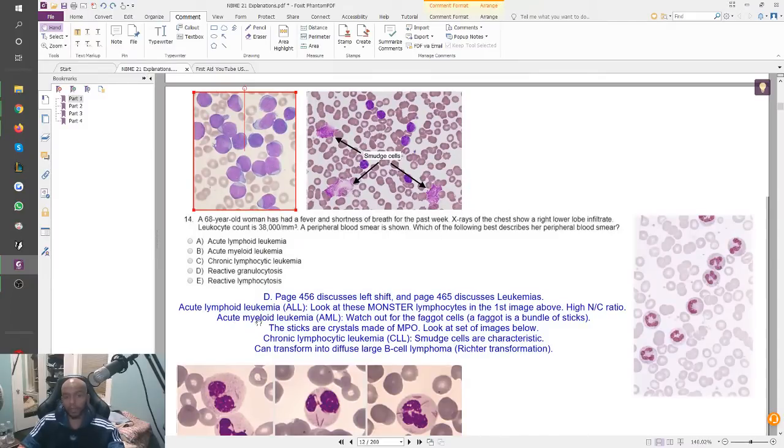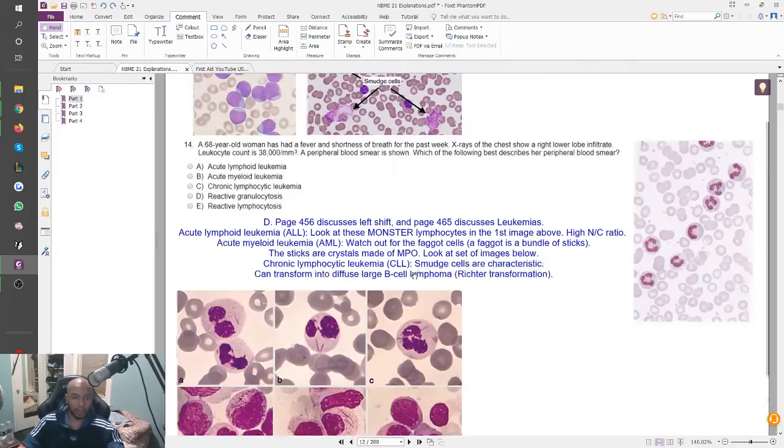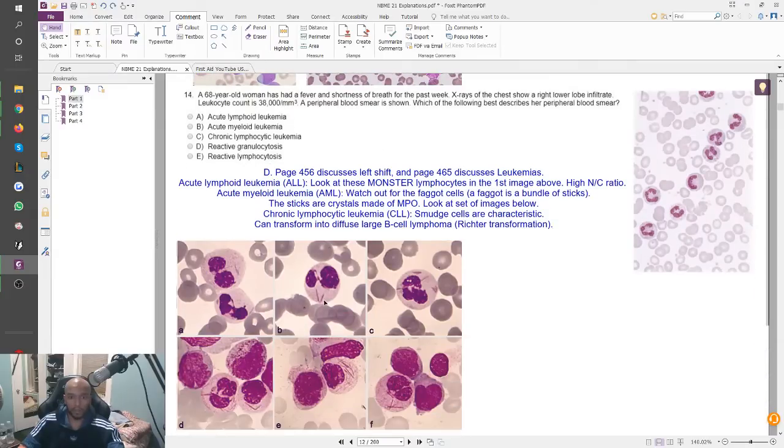Answer choice B, acute myeloid leukemia, is aged men leukemia. Watch out for their faggot cells. And a faggot is a bundle of sticks, right? So a bundle of sticks, we're thinking of Auer rods, right? That's what that is about. And we're seeing, not this one up here, that's the smudge cells, a different thing, but this one right here, you see your rods? Those are your Auer rods, right? This is aged men leukemia. The sticks are crystals made of myeloperoxidase. Look at the set of images below.